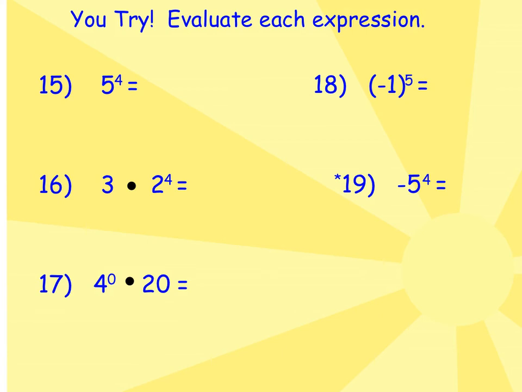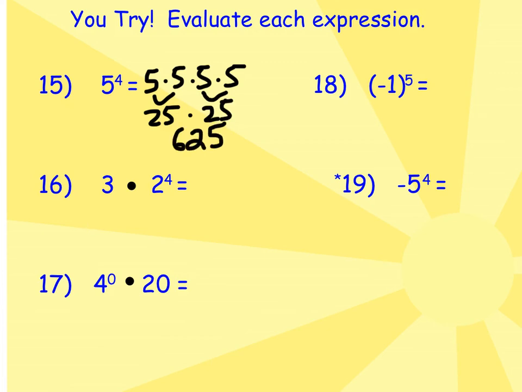Okay, now it's your turn. Go ahead and pause the video, expand all of your exponents, and go ahead and evaluate them. All right, let's see how you did. So in number 15, we have 5 times 5 times 5 times 5, which is 25 times 25, which is 625. Ooh, big number on that one.